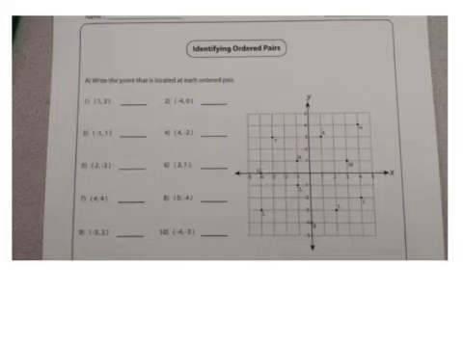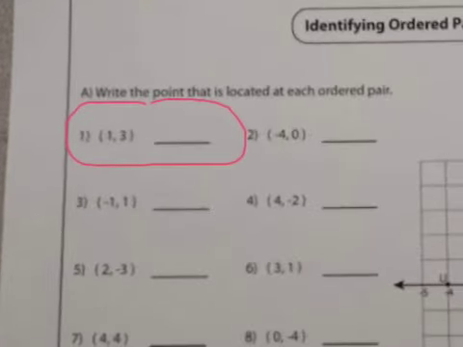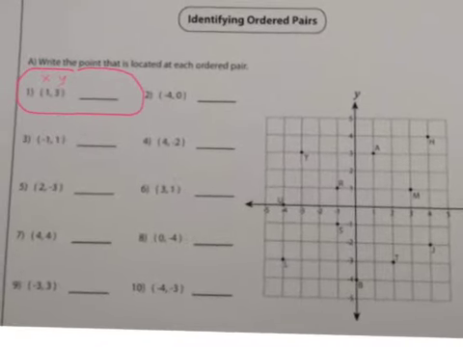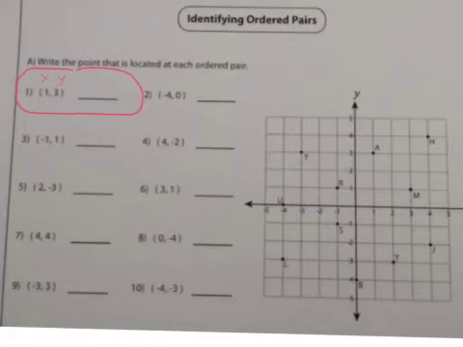Alright, so this just says to write the point that is located at each ordered pair. So we're going to start with number 1 here. 1, 3. The first number in your ordered pair is your x, so this 1 is your x and this 3 is your y. When we look at our ordered pair, we're looking for the point that is to the right 1 and up 3. So if we move to the right 1 and up 3, that would be A. A is an apple.